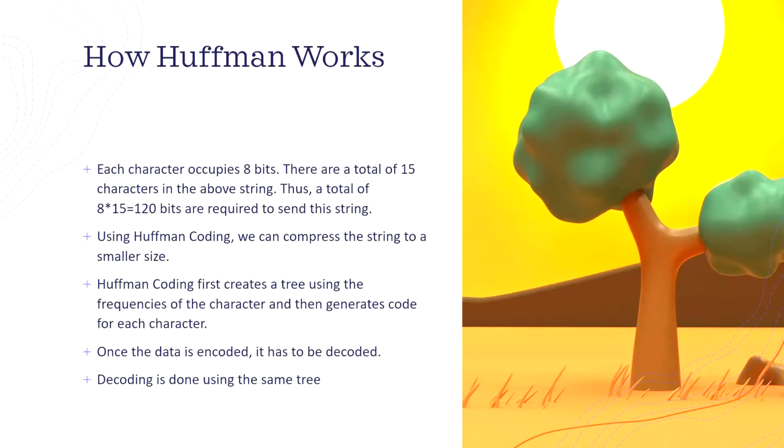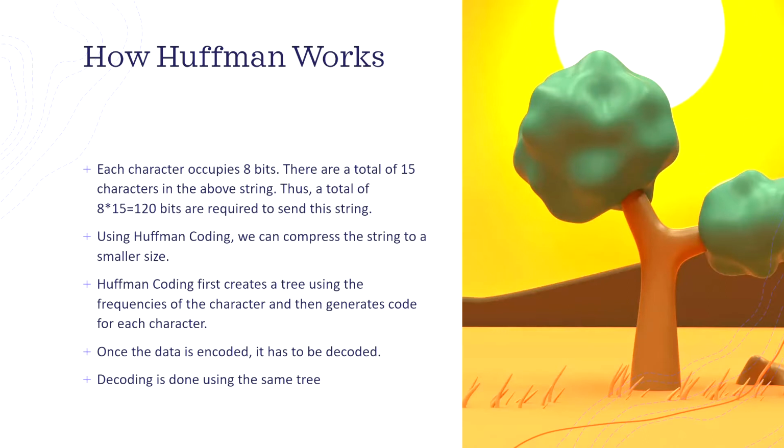How Huffman works. It is the working of Huffman, so I hope you will focus here. Each character occupies 8 bits. There are a total of 15 characters in the above string; I will show the string in the next slide. Thus, a total of 8 into 15 is equal to 120 bits. 120 bits are the size required to send the string before encoding.